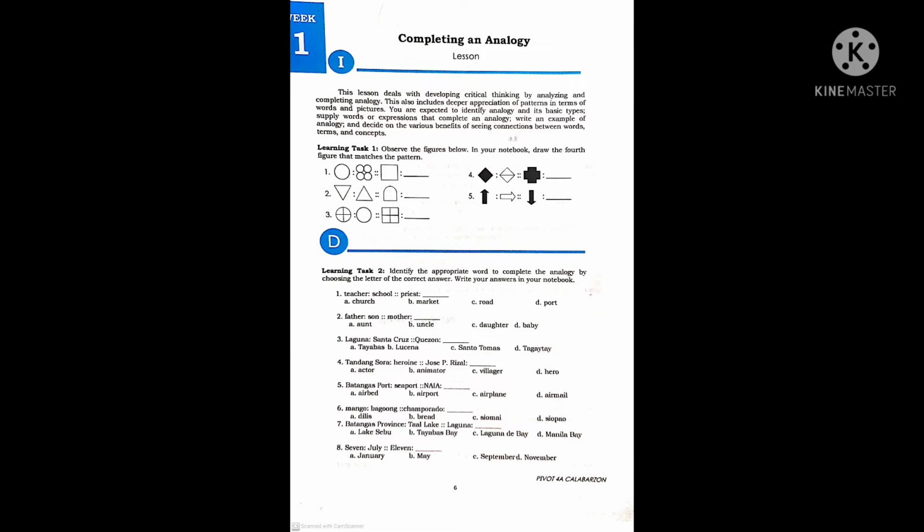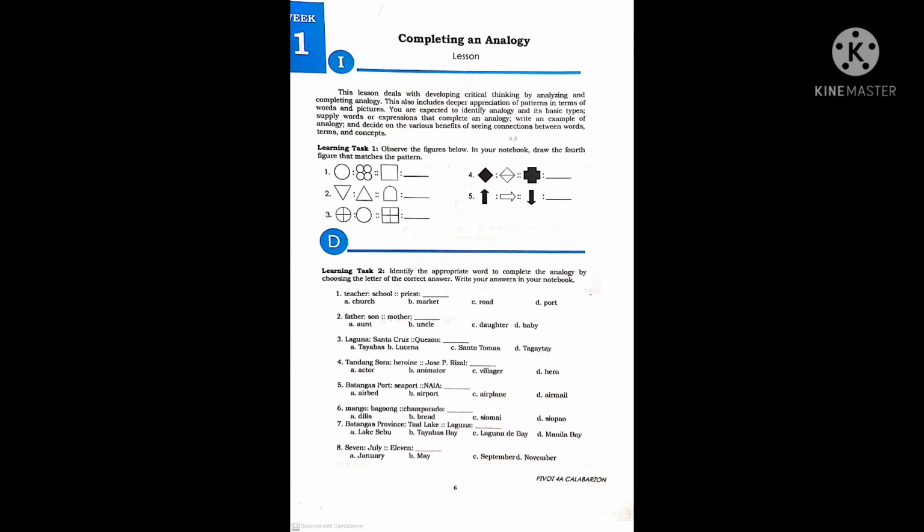So what you're going to do will be you're going to answer numbers 1 to 5 in your paper. Any paper will do. It could be in your paper or in your notebook. Let us move on to learning task 2. Identify the appropriate word to complete the analogy by choosing the letter of the correct answer. Write your answers again in your notebook or in your paper.